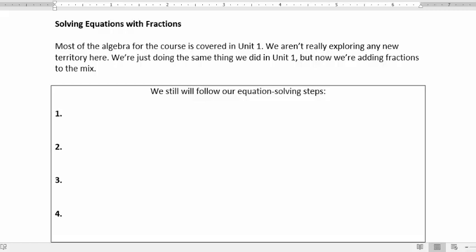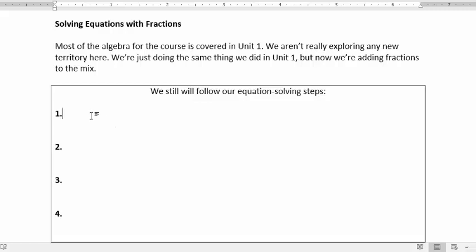All right, so the last section of chapter 4 deals with solving equations with fractions. And really, there's not much new introduced in this section. We've already solved all the kinds of equations we're going to solve in chapter 3, I guess that was, right? We had done that. So the only difference now is you're going to have fractions involved in these equations. But our equation solving steps aren't going to change, right?